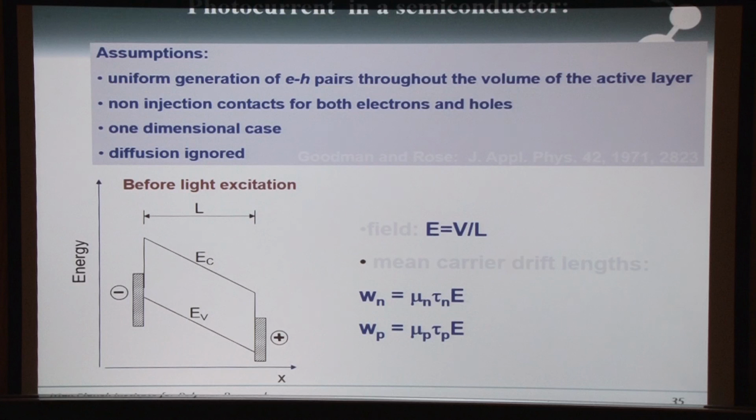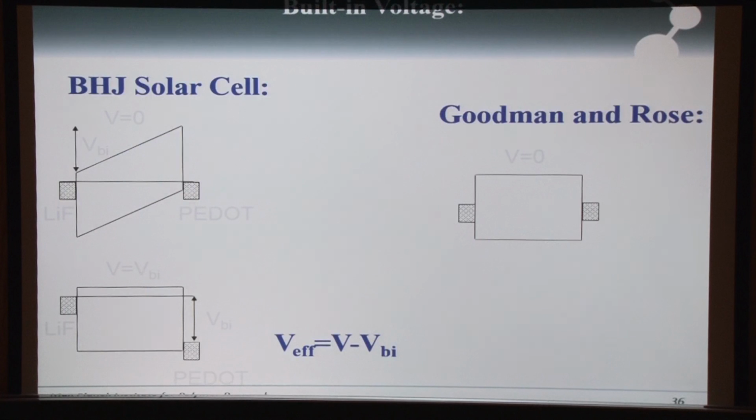Something else it's maybe good to mention in the theory of Goodman and Rose: they say we have a semiconductor and we put 2 electrodes, the same ones, on each side. Because they have 2 of the same electrodes, they do not have a built-in field in their sample. But we do it a bit differently. In a bulk heterojunction, we use, for example, PEDOT and lithium fluoride. And because we use electrodes with different work functions, we have a built-in voltage.